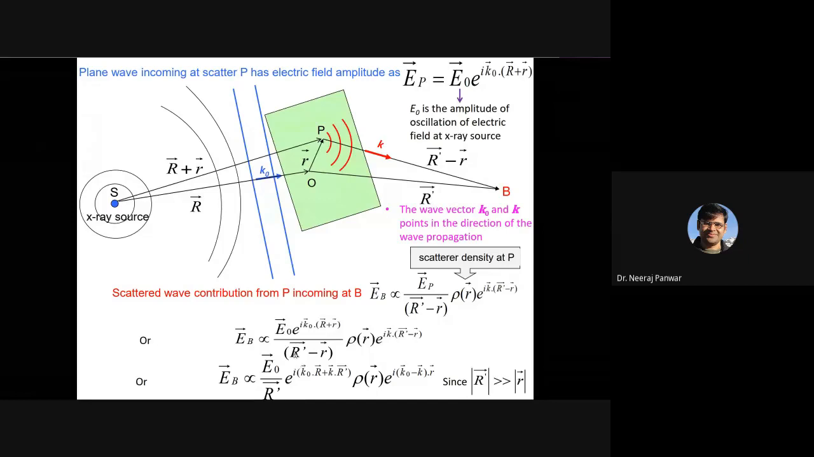So in place of r prime minus r, we can write only r prime, and we can reshuffle the terms. In terms of capital R or r prime we can take terms together, and in terms of small r we can take terms together. This is the electric field at point B of the X-rays that are scattered from the point P.